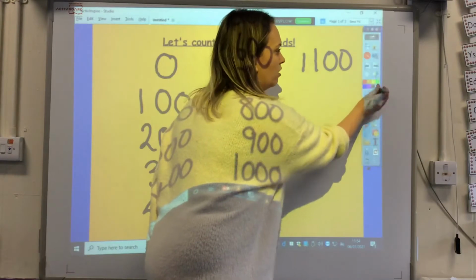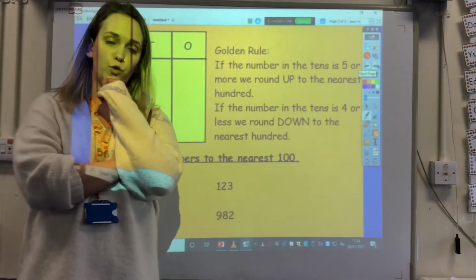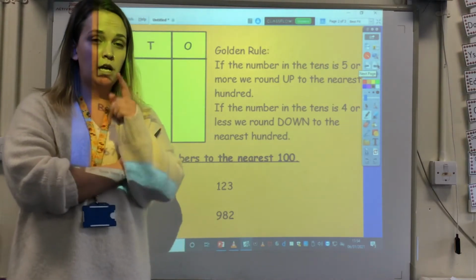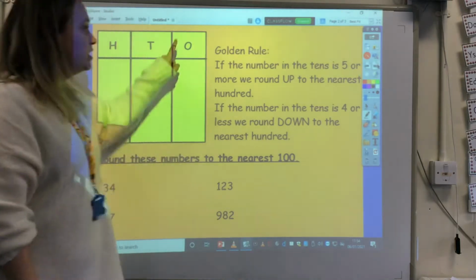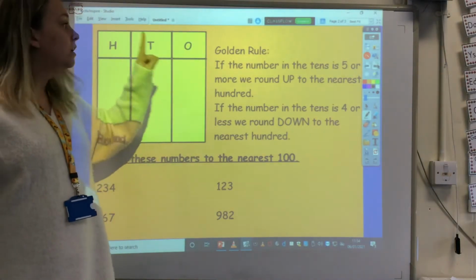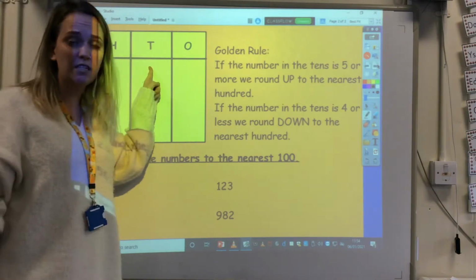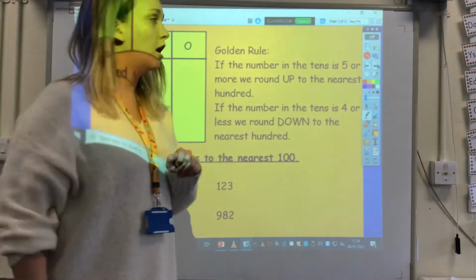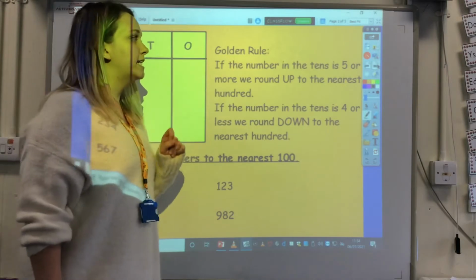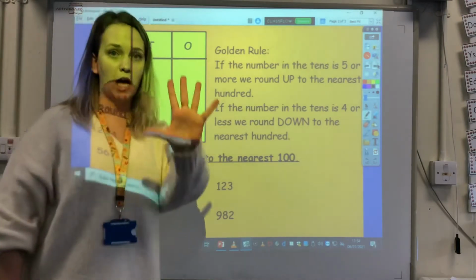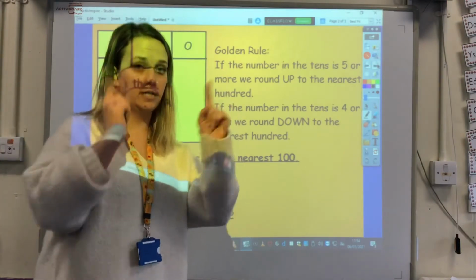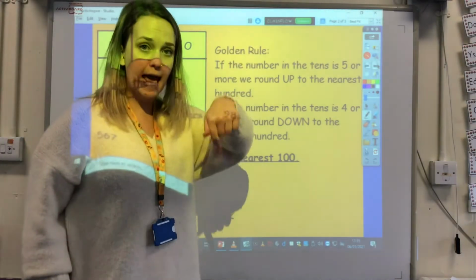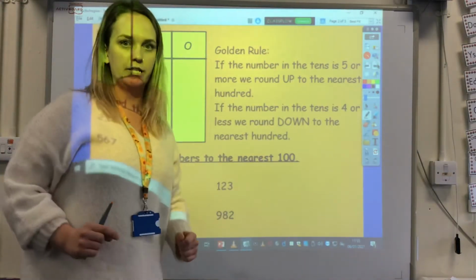So today, you are going to be using the golden rule, a little bit similar to what we did yesterday, but to round to the nearest 100. Now, when you're rounding to the nearest 100, we don't need to worry about our ones number. Instead, we're going to be looking at our tens number in our golden rule today. So, the golden rule for rounding to the nearest 100 is if the number in the tens column is 5 or more, we round up to the nearest 100. If the number in the tens is 4 or less, we round down to the nearest 100.